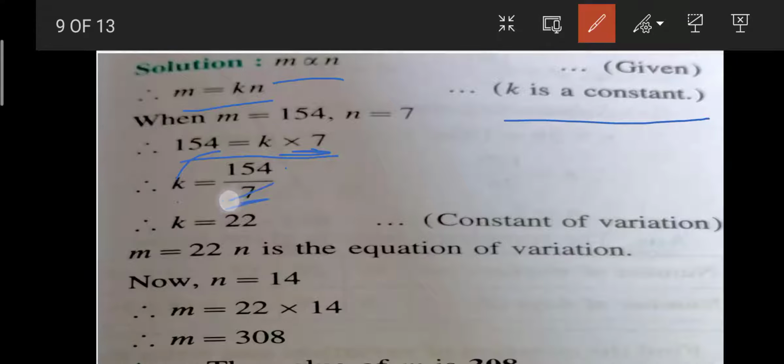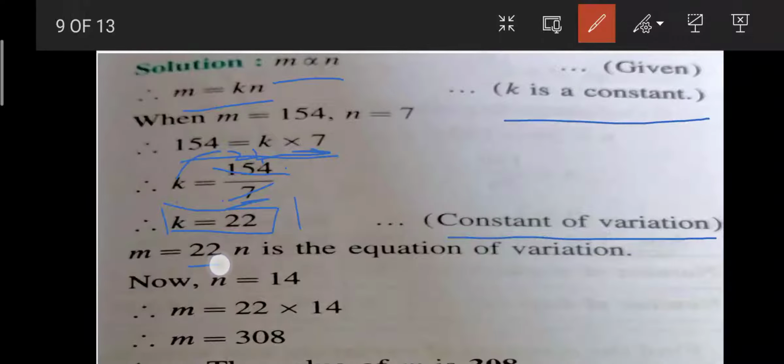Now when you cancel, 7 ones are 7, 7 twos are 14. Here 1 carry over. So it will become 14, 14. So 7 twos are 14. So here we get that the value of k is 22. Now this is the constant of variation. So we got the value of k.